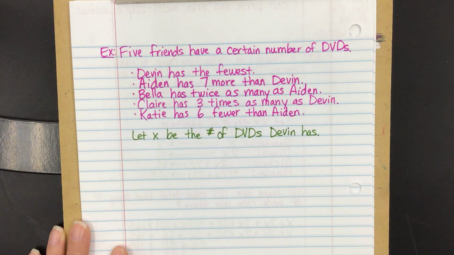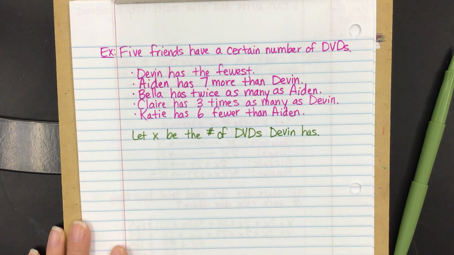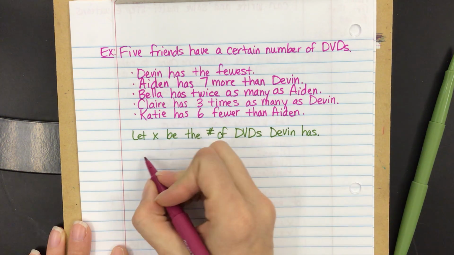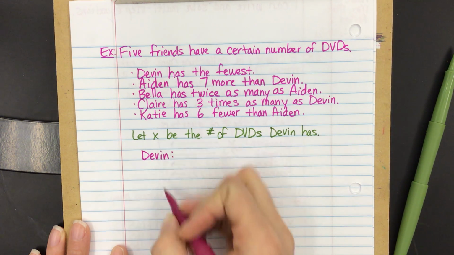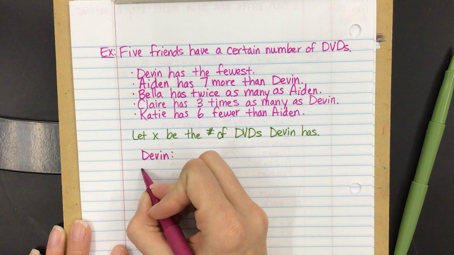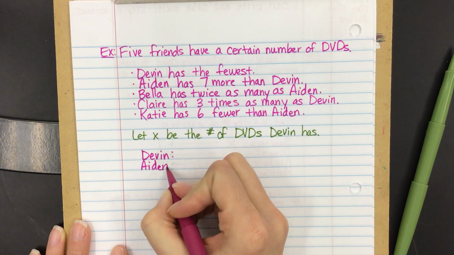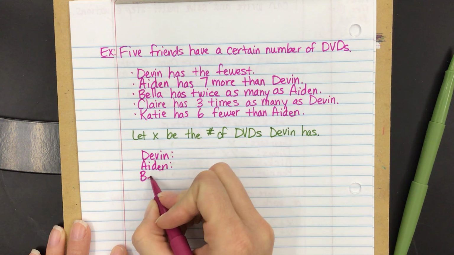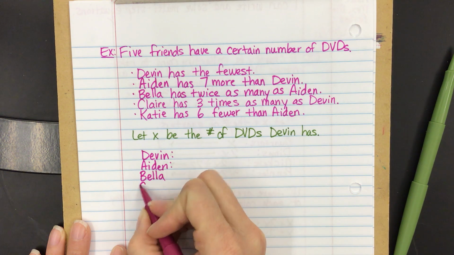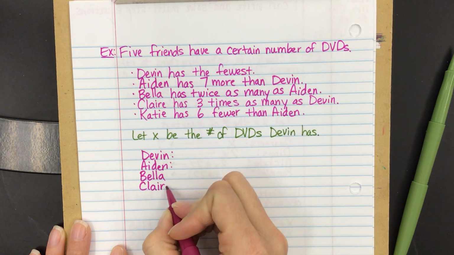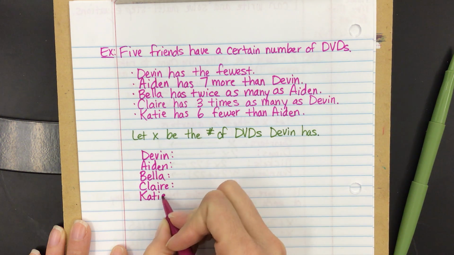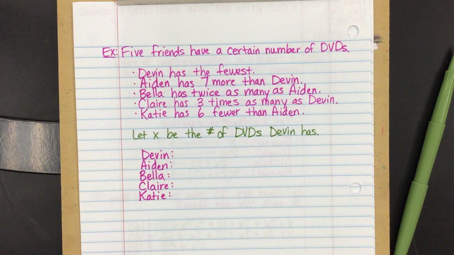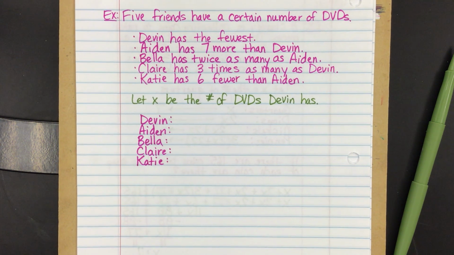Okay. And then what we're going to do is we're going to go through and we're going to write an algebraic expression for each person. Obviously, Devin's going to be X. Okay, so take a moment, see if you can write those algebraic expressions on your own.